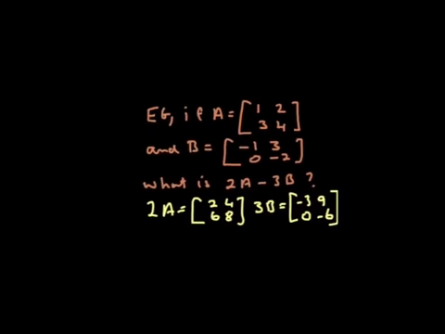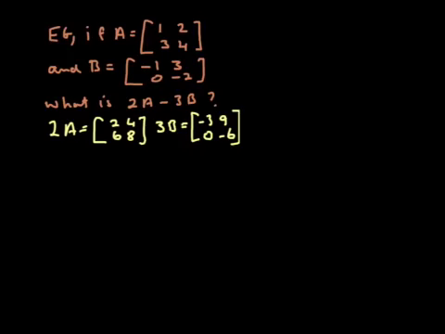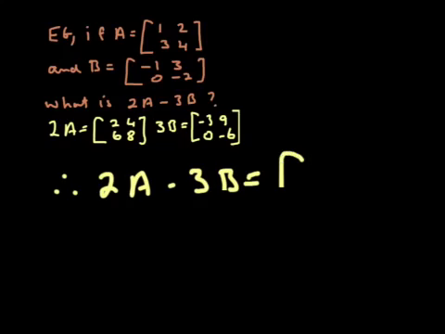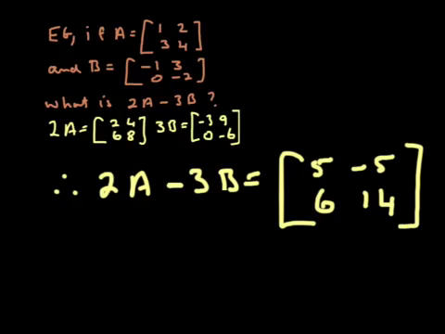So, let's get rid of that a bit and proceed. So, therefore, 2A minus 3B is going to equal 2 minus -3 is +5, 4 take 9 is -5, 6 take 0 is 6, and 8 take -6 is 14. Okay.